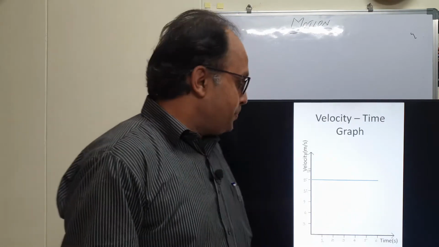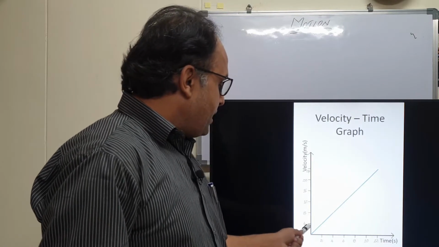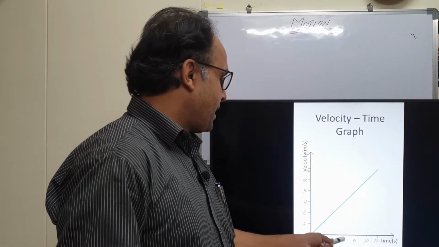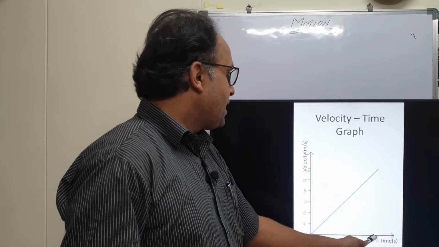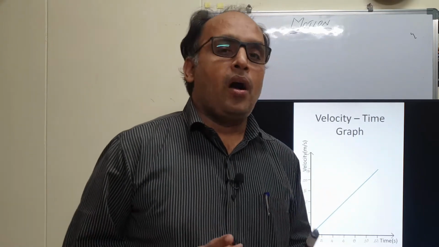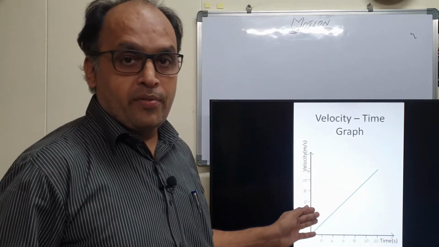Now let's move to the next one. Look at this. After 2 seconds, the body has a velocity of 4 meters per second. After 4 seconds, it is 8 meters per second. After 6, it is 12. After 8, it is 16. After 10, it is 20. After 12, it is 24. That means the velocity of the body is changing with time. That means the velocity of the body is no longer uniform, so we can say that it is non-uniform. Here the body is moving with non-uniform velocity.